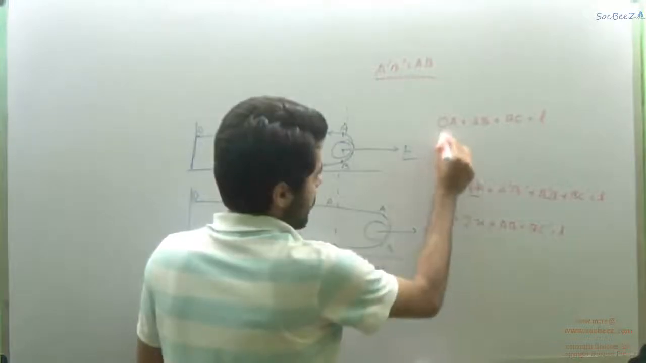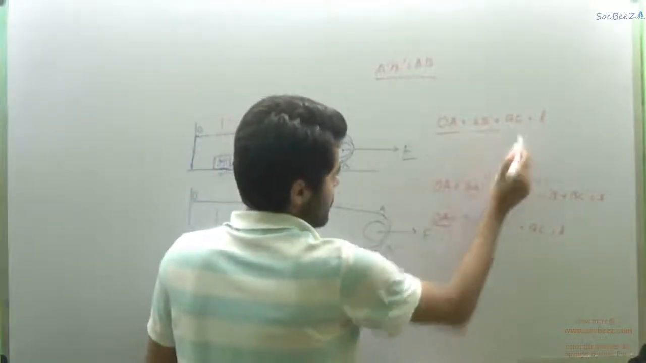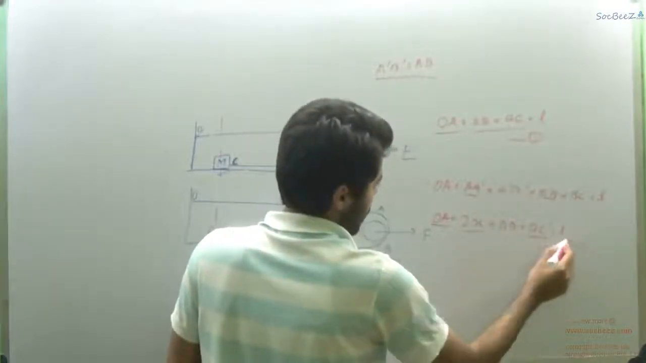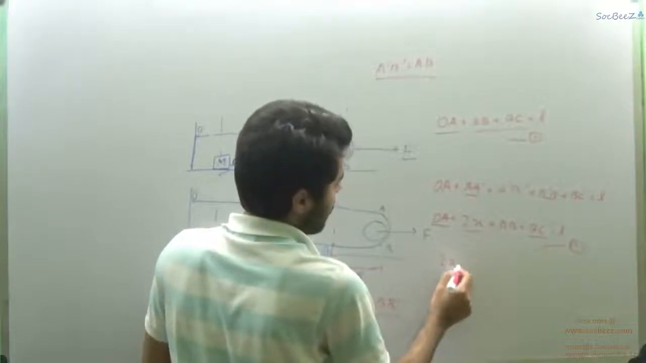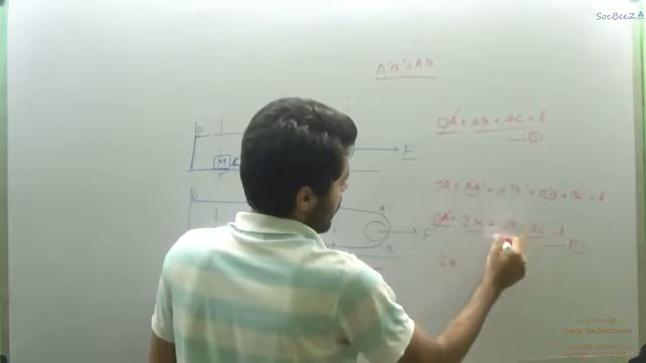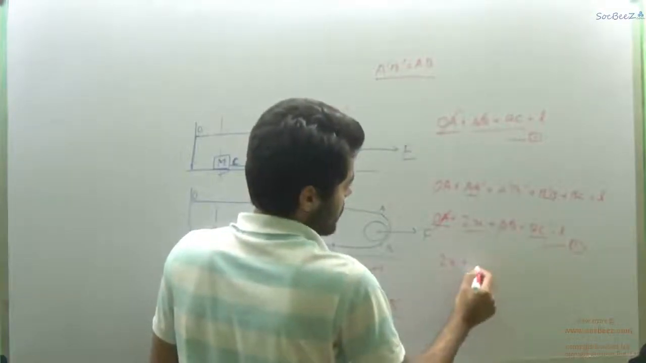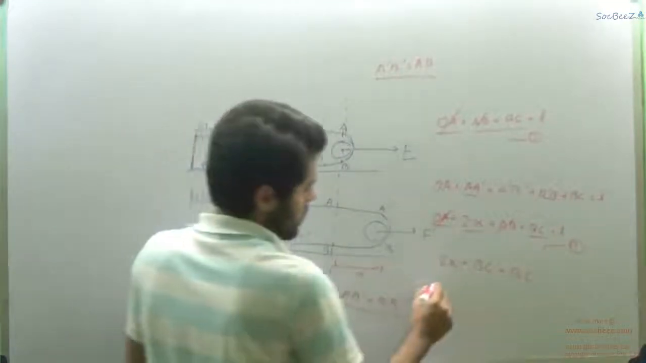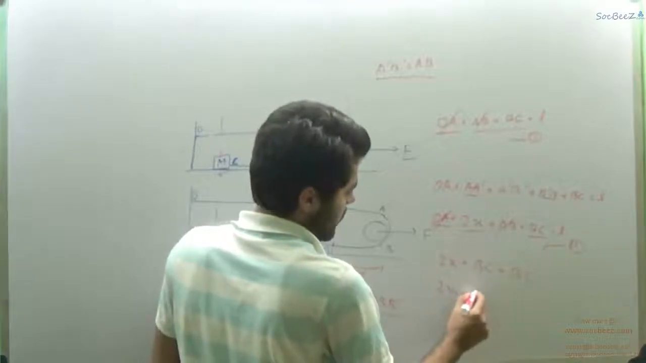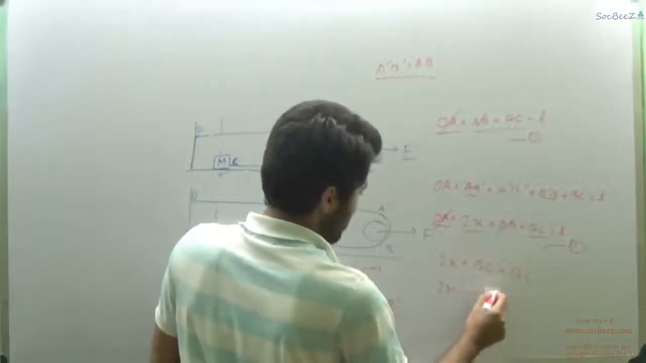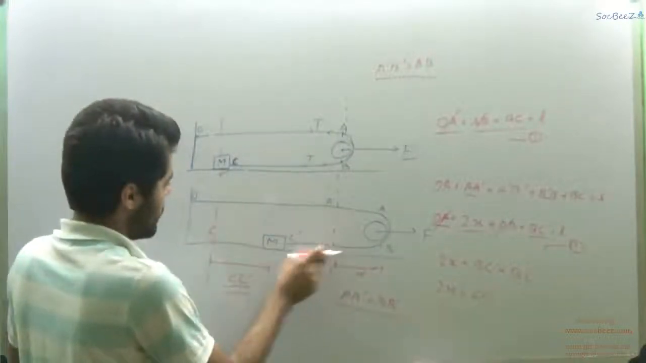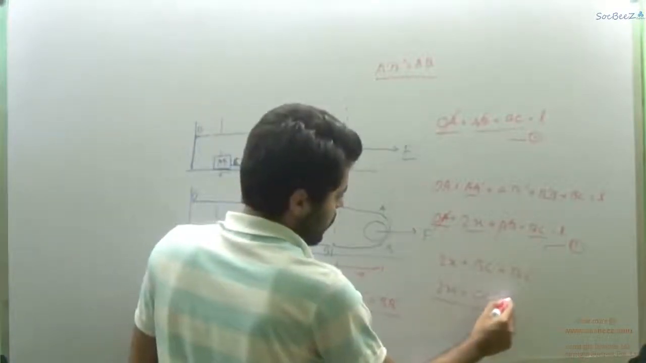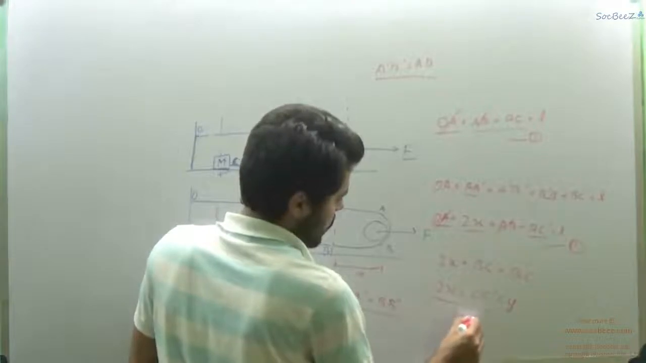So equating these two, OA and AB plus BC and this part. So equating equation 1 and equation 2, we can write 2x, because OA will cancel out, AB also cancels out. So 2x plus BC dash equals BC. So 2x is equal to BC minus BC dash, that is actually equal to CC dash, and that is actually equal to y. So y is equal to 2x.